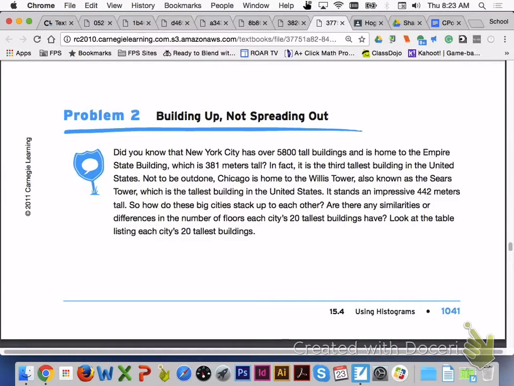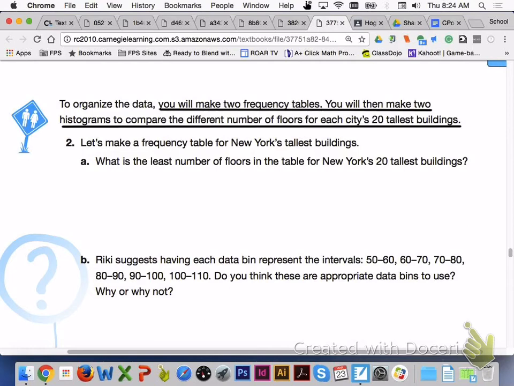So how do these big cities stack up to each other? Are there any similarities or differences in the number of floors each city's 20 tallest buildings have? Look at the table listing each city's 20 tallest buildings on the next page. Please turn to page 1043. To organize the data, you will make 2 frequency tables. You will then make 2 histograms to compare the different number of floors for each city's 20 tallest buildings. Please answer number 2, letters A and B with your group members.